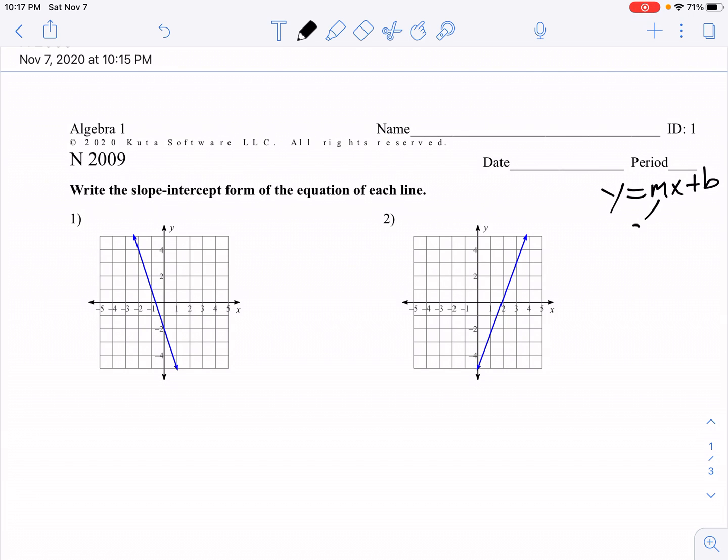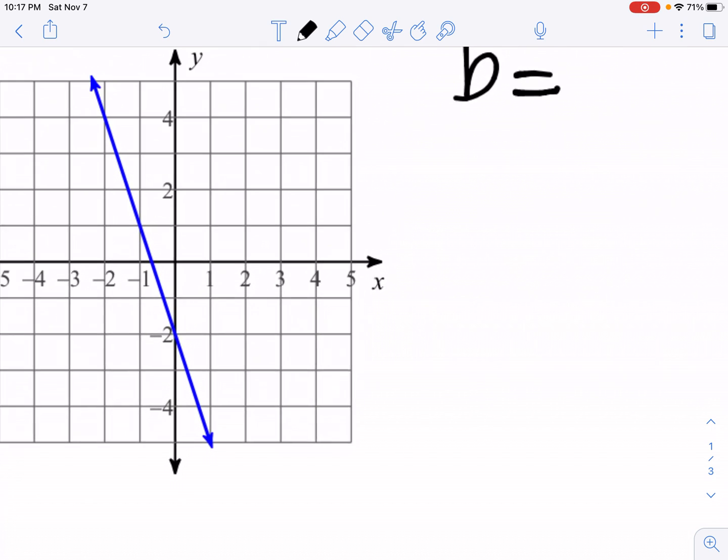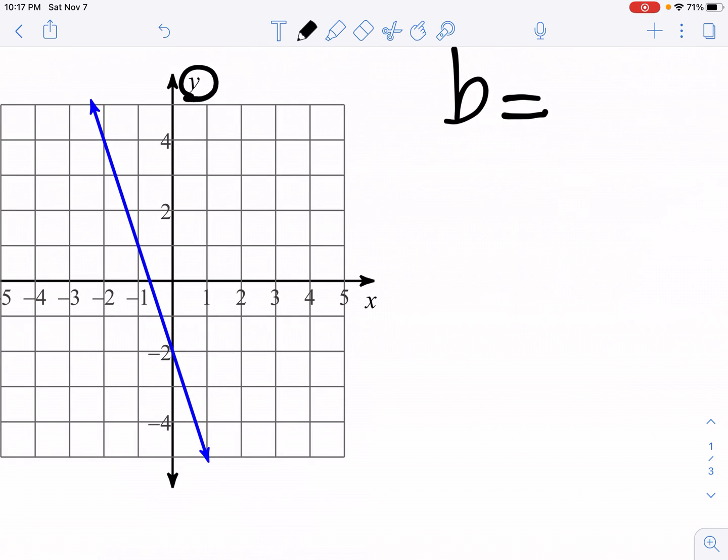Now remember, this guy's our slope, and this guy's our y-intercept, okay? Now, given a graph, what we need to look for, the y-intercept, our b in the equation, the y-intercept is where we cross the y-axis. So first of all, identify, if we're looking at the y-axis, where does our graph cross? At a -2, right? So if it crosses at a -2, b is a -2.